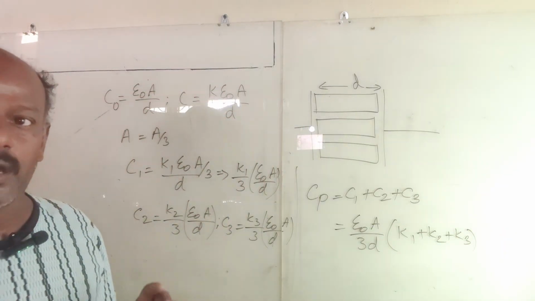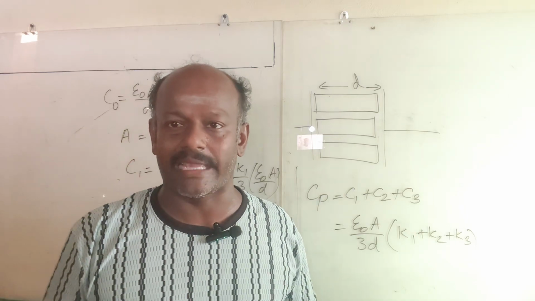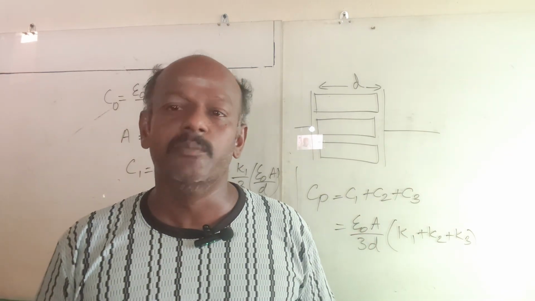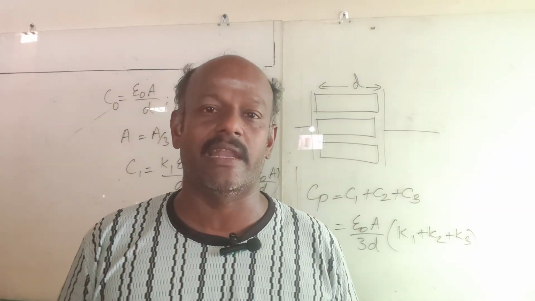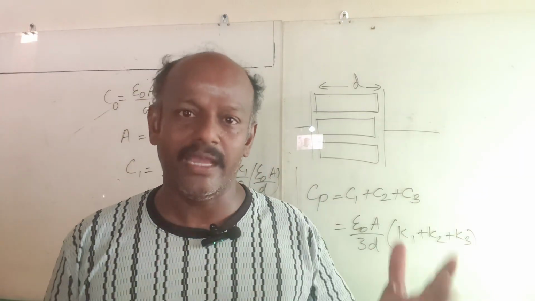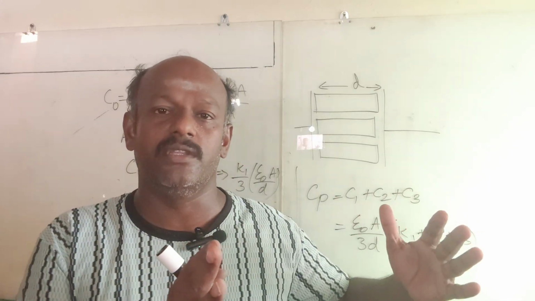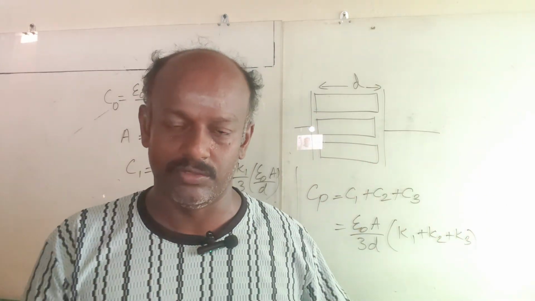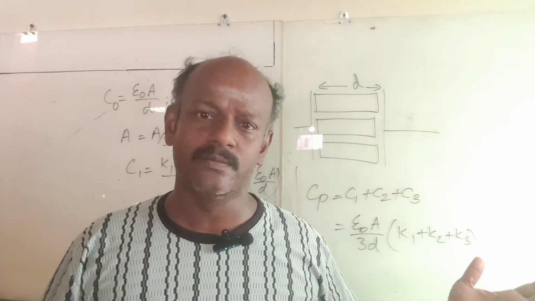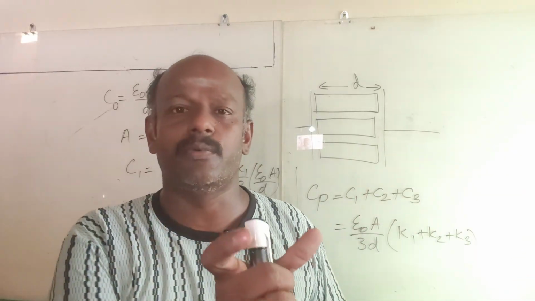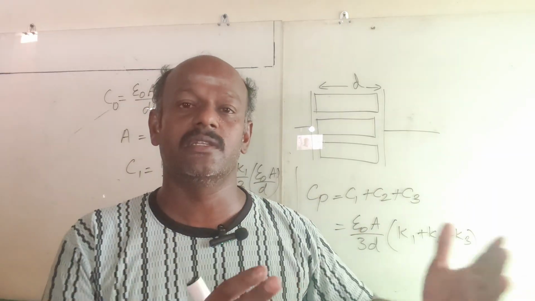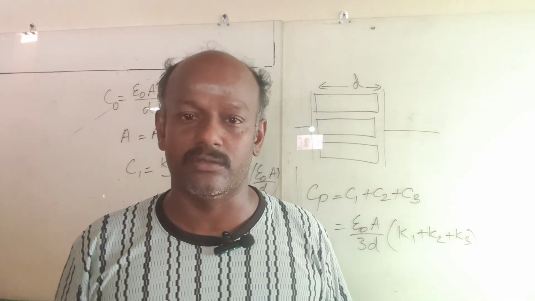Here we come to know one thing: when the capacitors are connected in series, the value is reduced, and when connected in parallel, the value is increased. Second, this is the same even when the dielectric is introduced. When the dielectric is introduced, definitely the net capacitance is going to increase. But how it is affected in a series combination and how it is affected in a parallel combination is a very, very important thing.